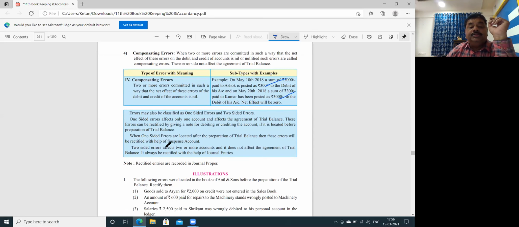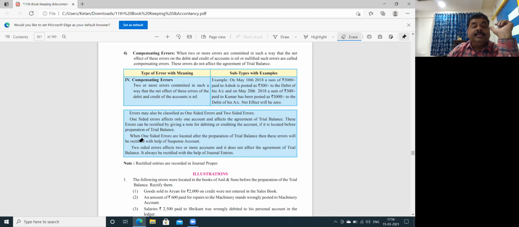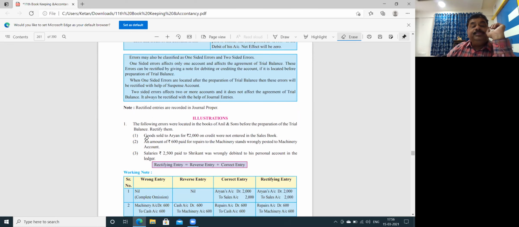Now errors may also be classified as one-sided errors. I told you at the very beginning about the classification of one-sided error and two-sided error. Now it is time for that discussion. So errors may be classified as one-sided errors and two-sided errors. One-sided errors affect only one account and affect the agreement of trial balance. These errors can be rectified by giving a note for debiting or crediting the account.